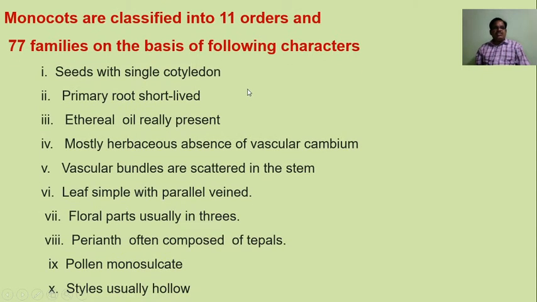Then the next group, the second group, is known as monocots. So monocots have their own characters. These monocots have seeds with a single cotyledon, as compared with the dicotyledon. The monocotyledons have seeds with a single cotyledon. Then the primary root is short lived, and adventitious roots are the character of this group. Then ethereal oil is rarely present or sometimes absent.